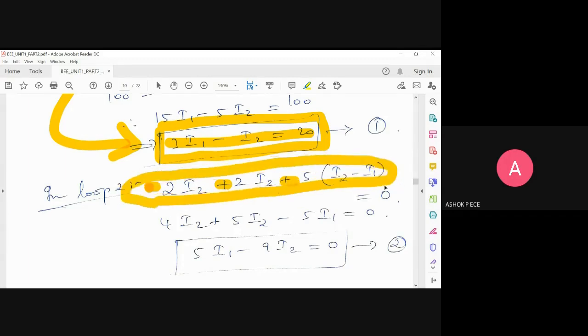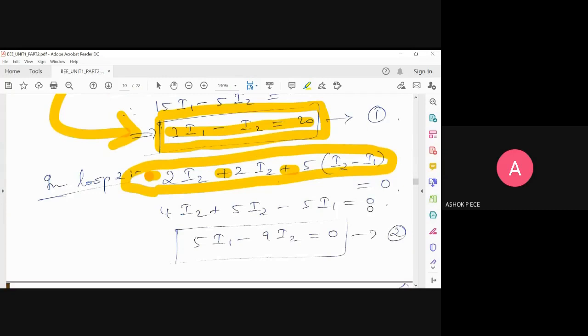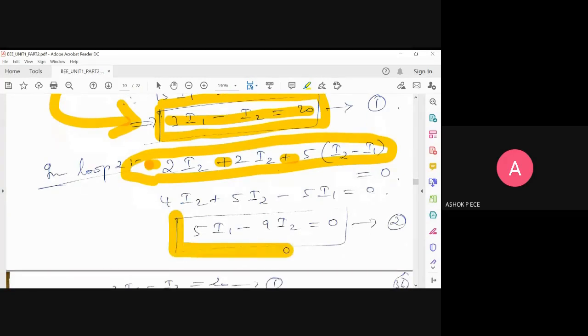The algebraic sum of voltage is equal to 0. So if you simplify, what do you get? 4 I2 plus 5 I2 minus 5 I1 equals 0, or 5 I1 minus 9 I2 equals 0. This is your equation number 2. Anybody having doubts in equation number 2?